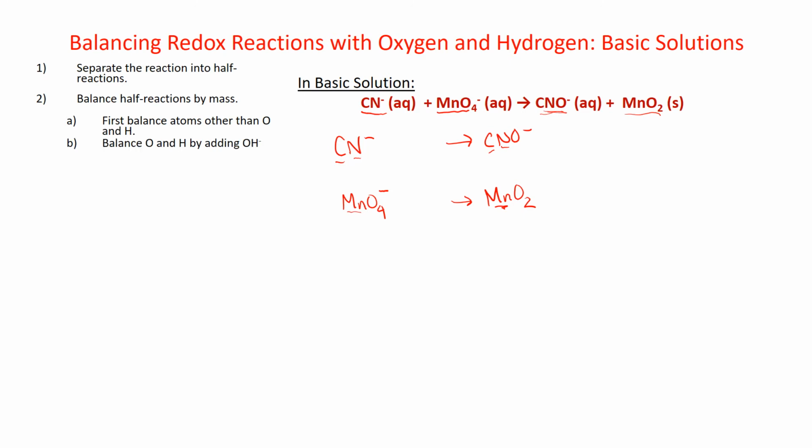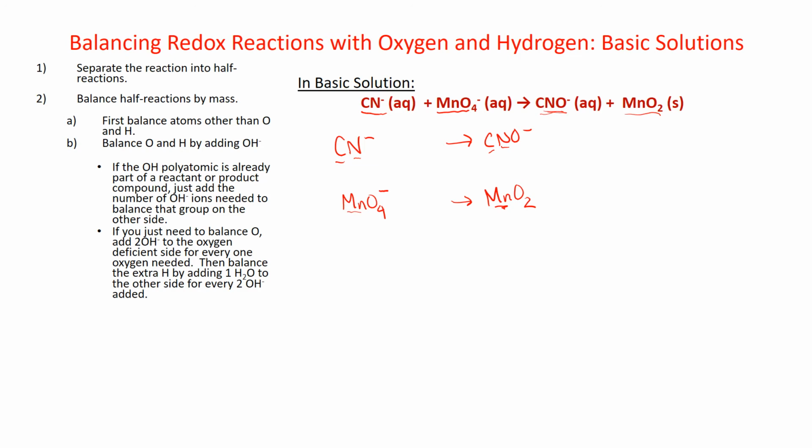there. I'm going to do that by adding hydroxide anions. Okay, so when I look at these half reactions, I don't see any compound formula that already contains OH, the polyatomic as part of the compound formula. So I'm going to move straight to that second way of adding hydroxide. I only have oxygen to balance, so I'm going to add 2 hydroxide ions to the side that needs more oxygen for every 1 oxygen that I need to add.